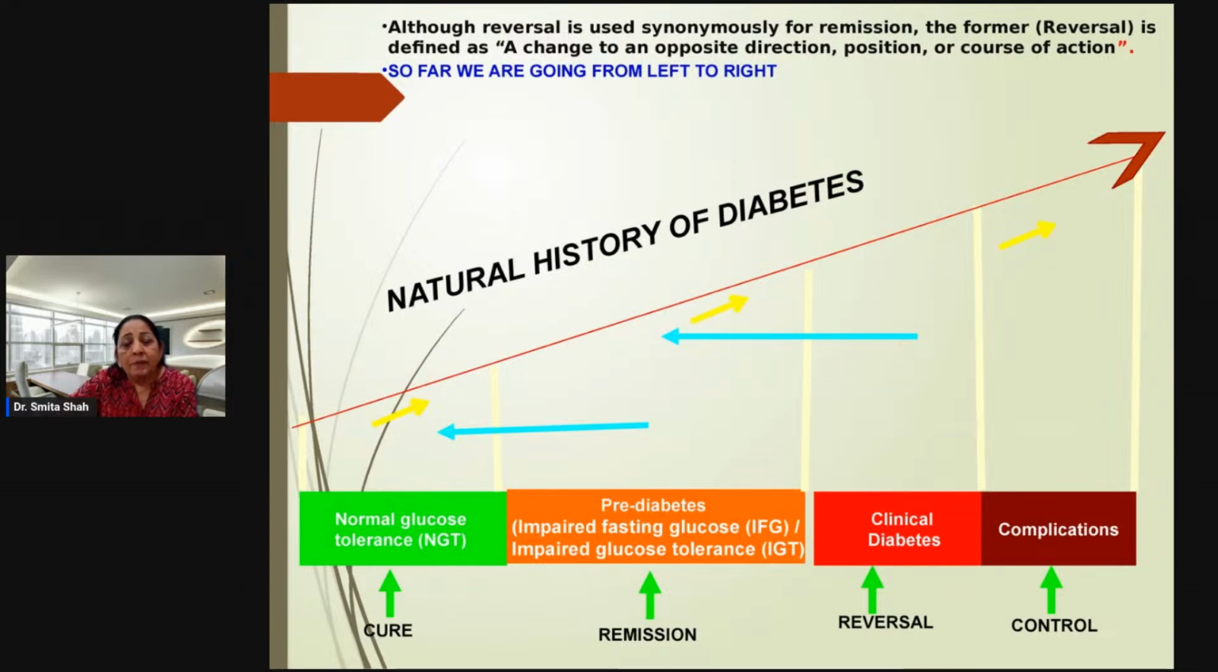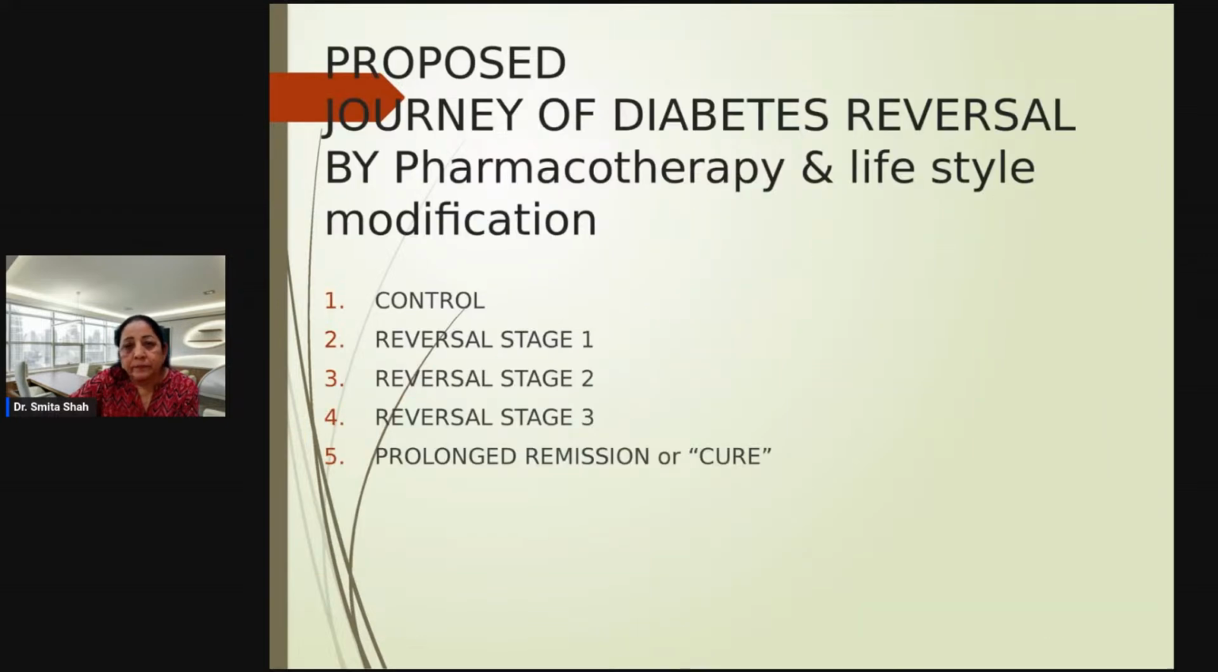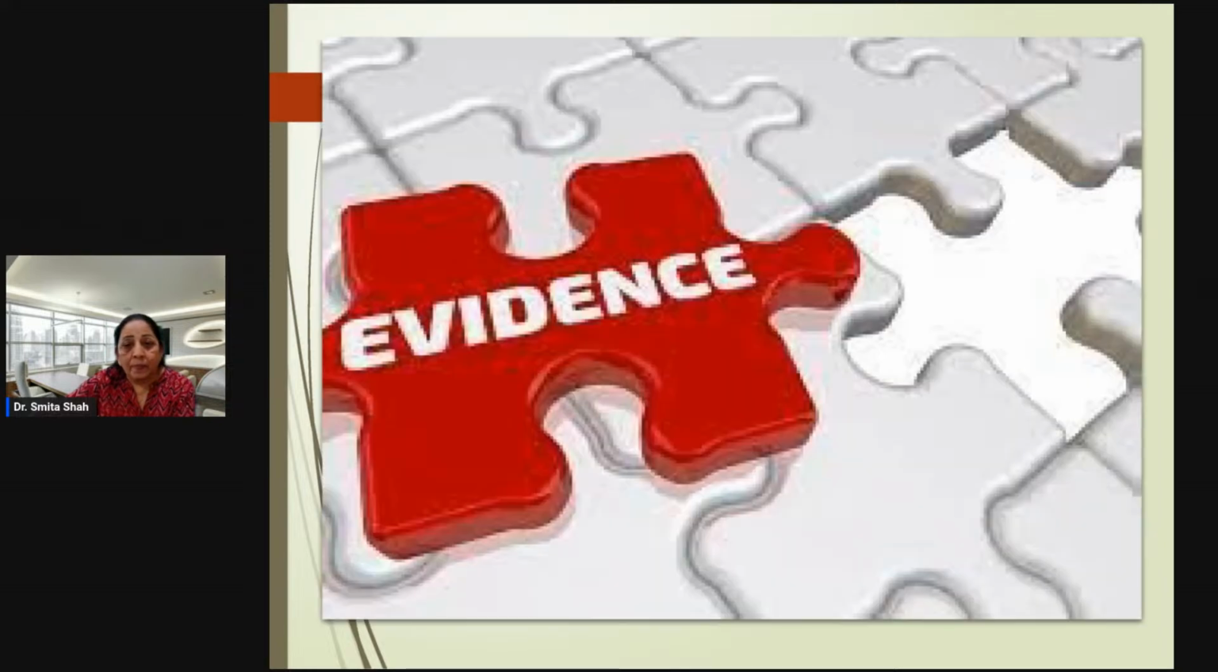But when we want to reverse diabetes, we have to go from left to right. So we have to go back. Diabetes reversal is by pharmacotherapy, and lifestyle modification is the control. Reversal stage 1, reversal stage 2, reversal stage 3, and prolonged remission, which is the cure. So there is evidence. How can we believe that it is possible? We have lots of studies, and they conclude in favor of remission in diabetes. So we will discuss various studies.